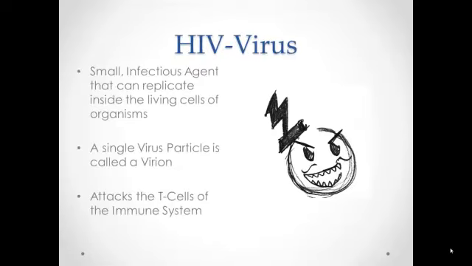And then we have our villainous HIV virus. These small infectious agents replicate inside the living cells of other organisms, whether they be plants, animals, or, in the case of the HIV virus, inside us. They attack the T cells of the immune system. Fun fact, a single virus particle is called a virion.